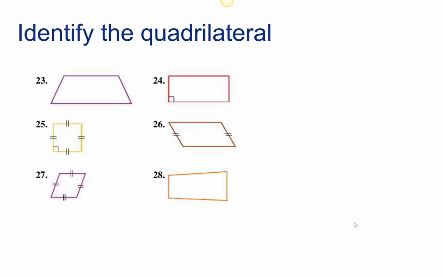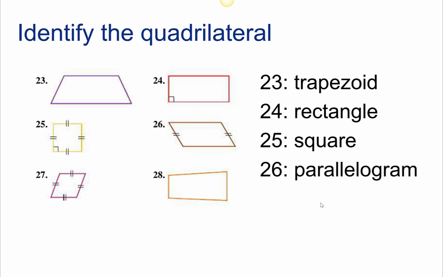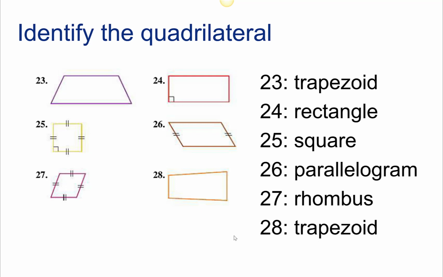Classify each of the quadrilaterals, or identify them. Number 23 is a trapezoid. Number 24, we know, of course, is a rectangle. Number 25 is a square. All the sides are equal and they're right angles. Number 26 is a parallelogram. 27 is the rhombus. And then 28, it's a little hard to tell here, but this side and this side are parallel, and that's a trapezoid.